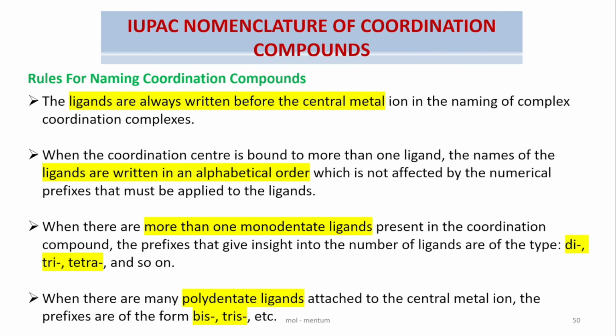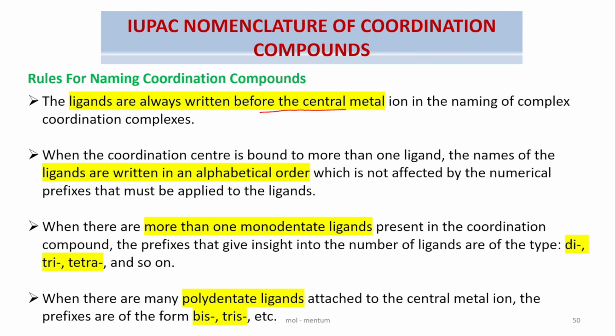Now the important part of this part 1 video, IUPAC nomenclature of the coordination compound. There are certain rules. Although you don't need to remember these rules, you have to directly start writing the names. But let us quickly go through these rules. The ligand is always written before the central metal.